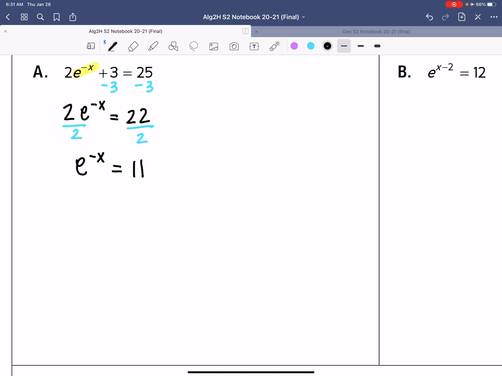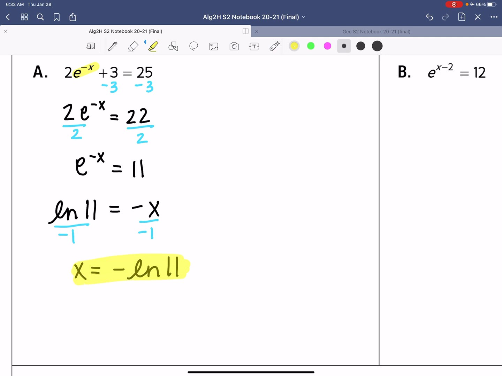So we go log base, answer equals exponent. Well, this is base e, so we're using a natural log. So we get log base e, answer is 11, equals my exponent, which is negative x. Okay, almost there. We want this to be x, so we're going to just divide each side by negative 1. So we end up getting x is equal to negative natural log 11. And that is all.